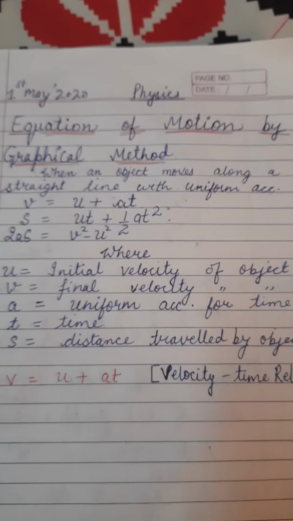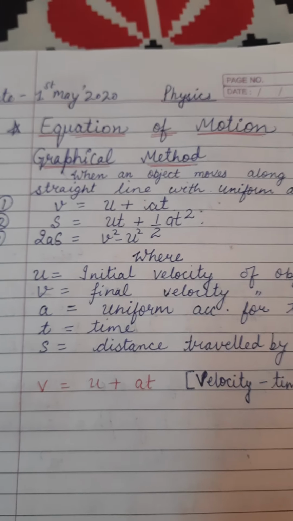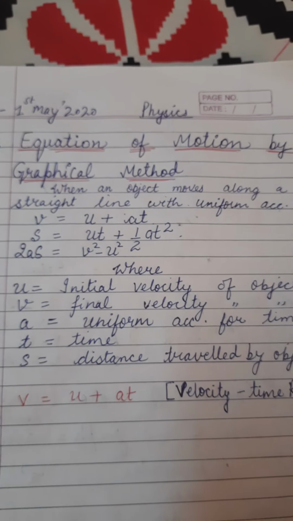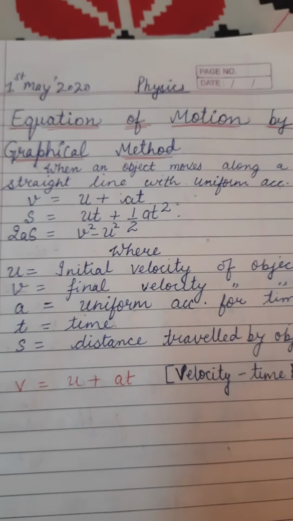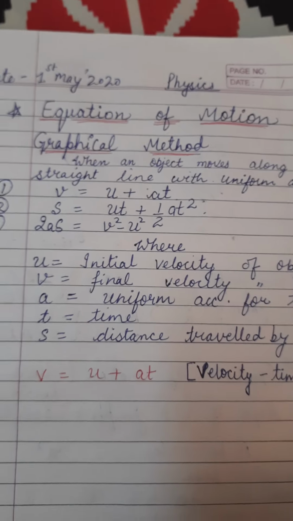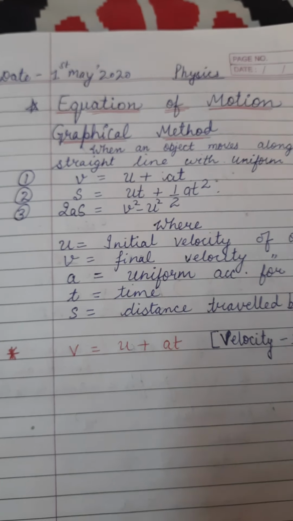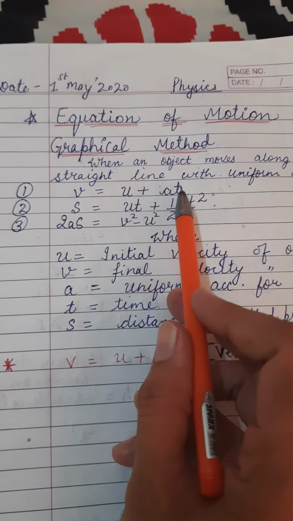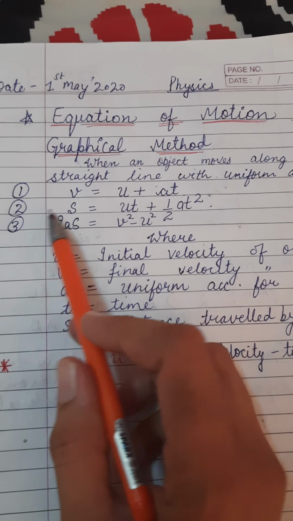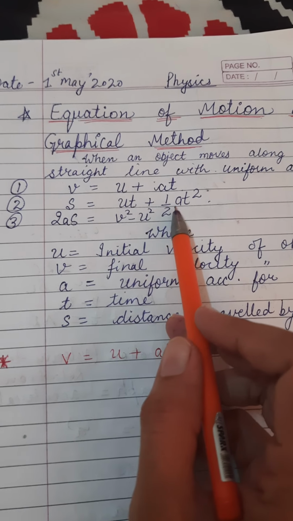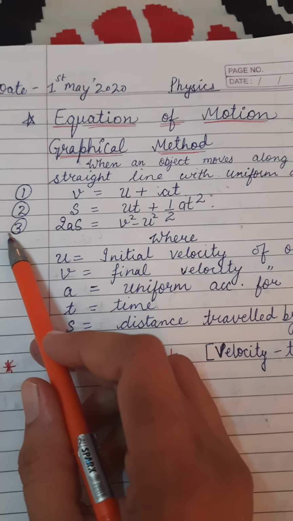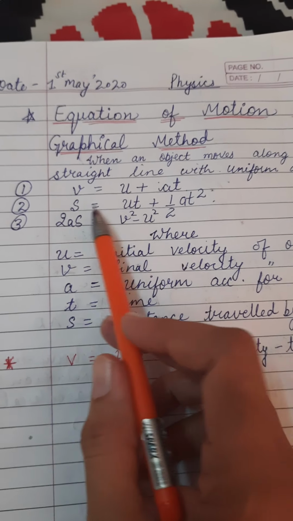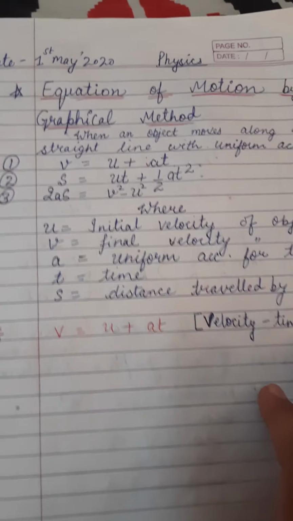When an object moves along a straight line with uniform acceleration, then it's easy to relate its velocity, acceleration, and time by a set of equations, and those equations are known as equations of motion. The first equation of motion is v is equal to u plus at. The second equation is s is equal to ut plus half at square. And third is 2as is equal to v square minus u square, where all the symbols have their usual meanings.